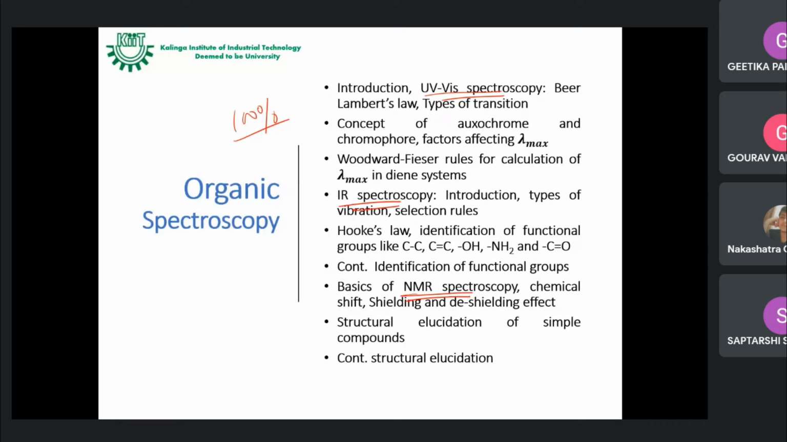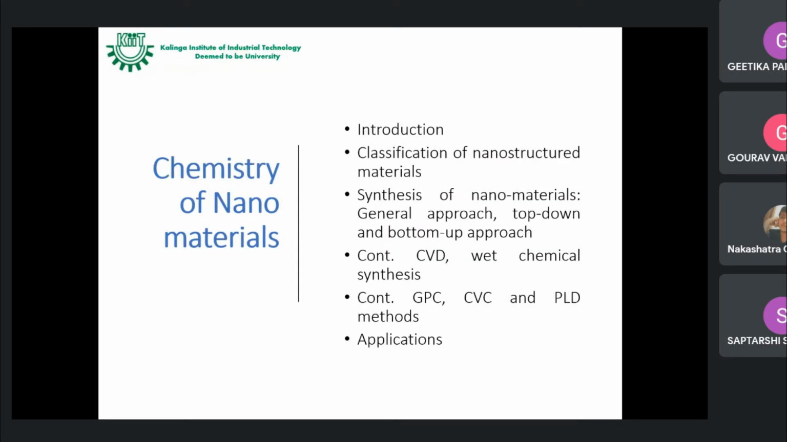So UV visible spectroscopy, infrared spectroscopy, and NMR spectroscopy. Coming to the last topic, that is nanomaterials. Already I have told you that classification we are focusing on, and synthesis we are focusing on. Being a chemist, we are more interested in synthesizing the nanoparticles.